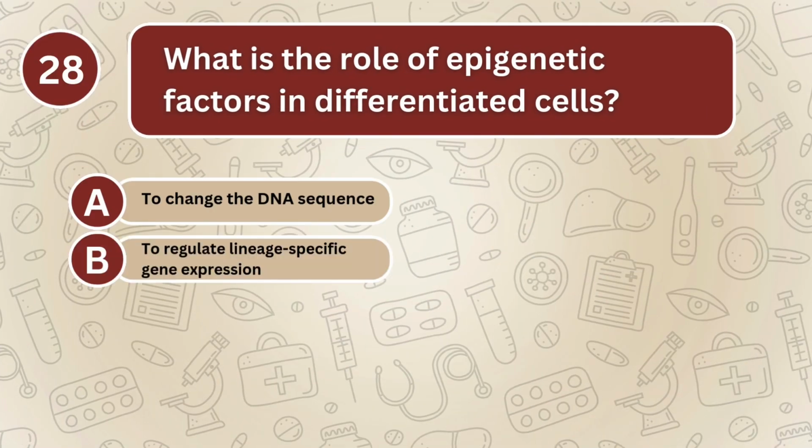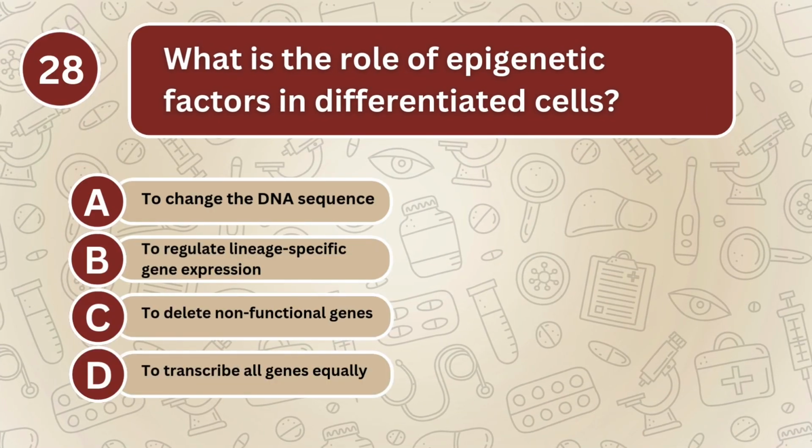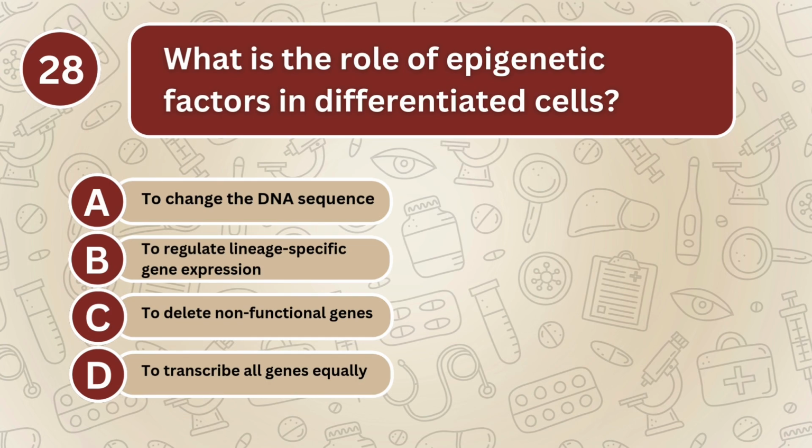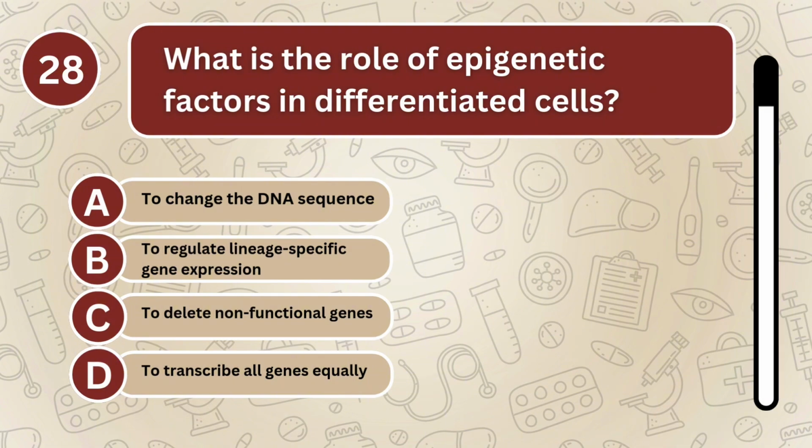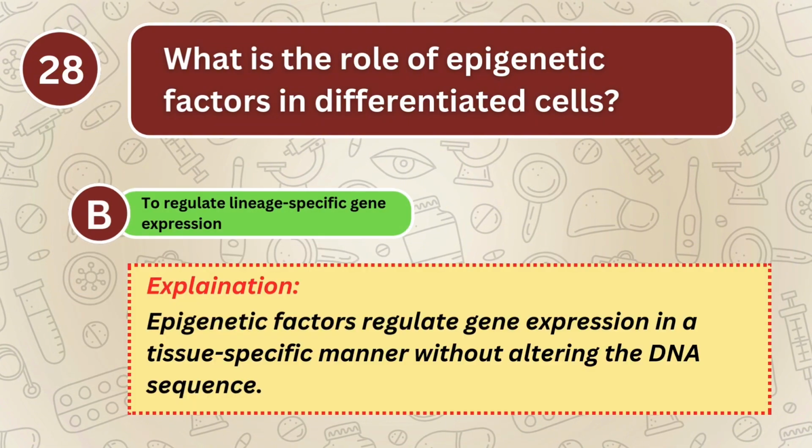What is the role of epigenetic factors in differentiated cells? A, B, C, or D? Correct answer is B, to regulate lineage-specific gene expression.